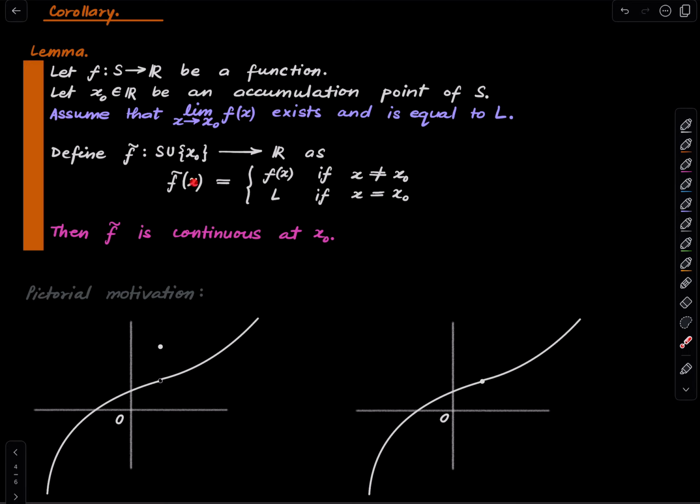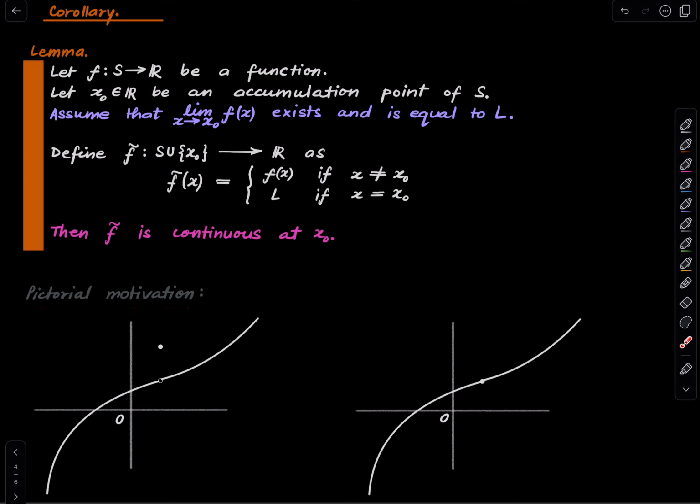You feed X to it. If X is different from X naught, you output f of X. If X is equal to X naught, you output L. So it's a new function. And maybe let's see a pictorial way to look at f tilde.